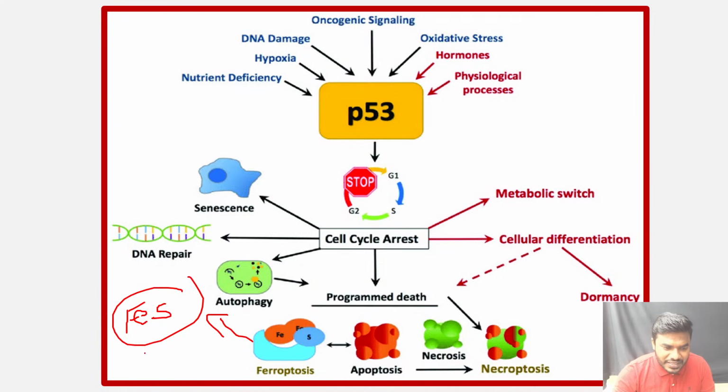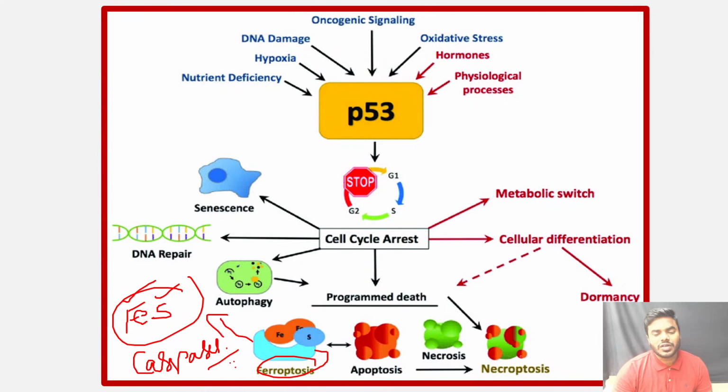Take the best example of caspases. We all know very well, caspases are the apoptotic proteins which are involved in the destruction of the cell. Is it? Friends, if those caspases want to be active and show their action, they will require iron and sulfur as their cofactors. That's what we can call ferroptosis.